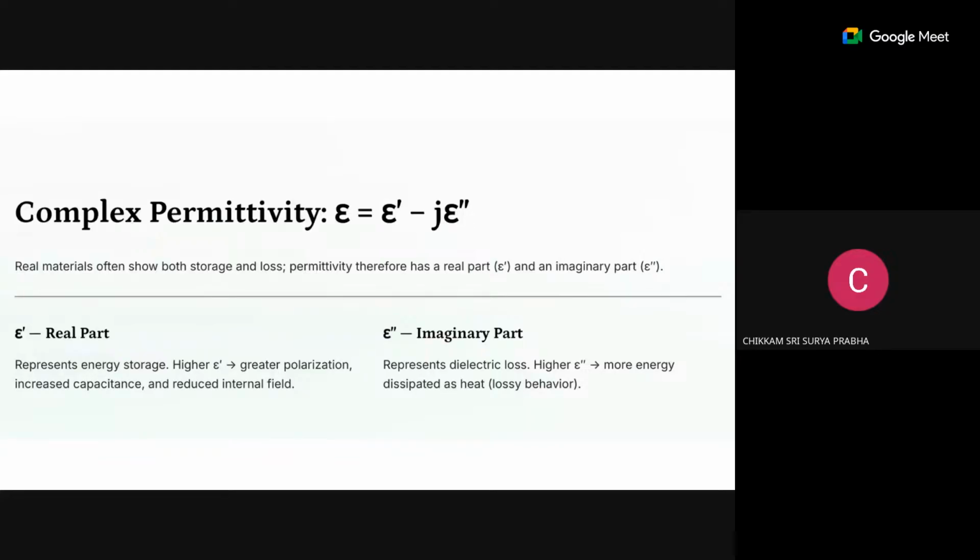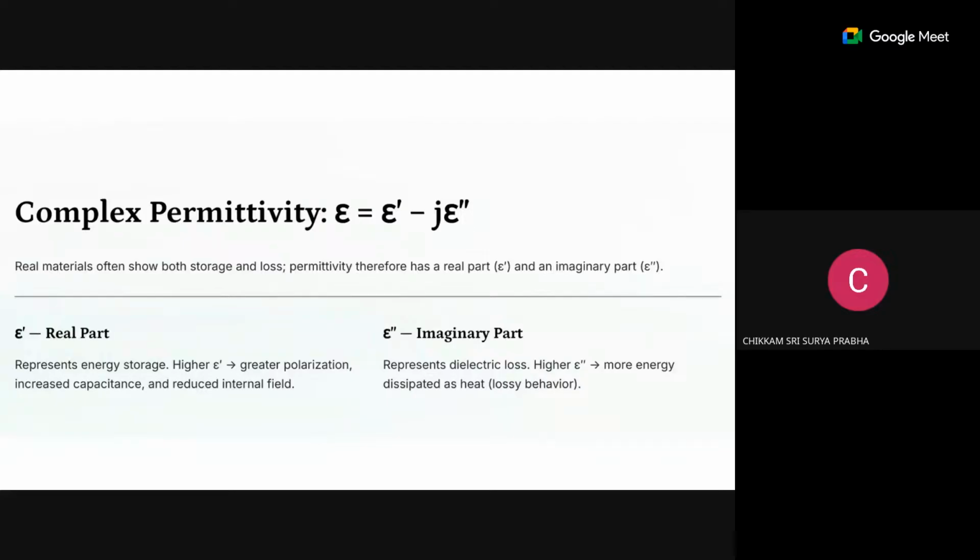Coming to the real part, epsilon dash represents the energy storage in an electrical field. If a material has a higher epsilon dash value, the material can polarize easily, so the capacitance also increases, and the electrical field inside reduces. Basically, if a material has a higher epsilon dash, it can store more energy.